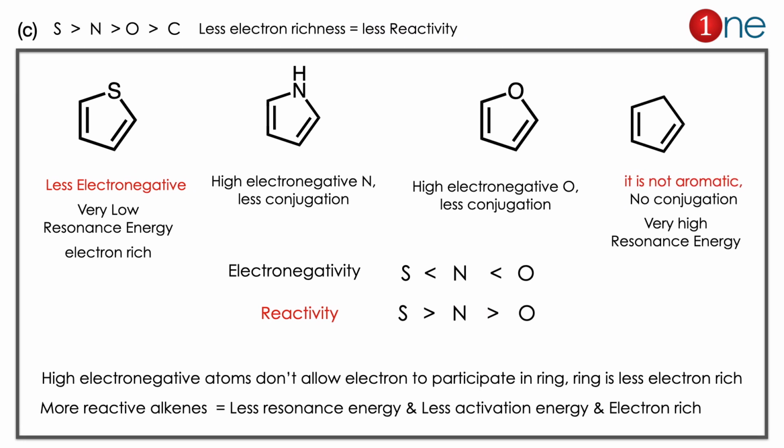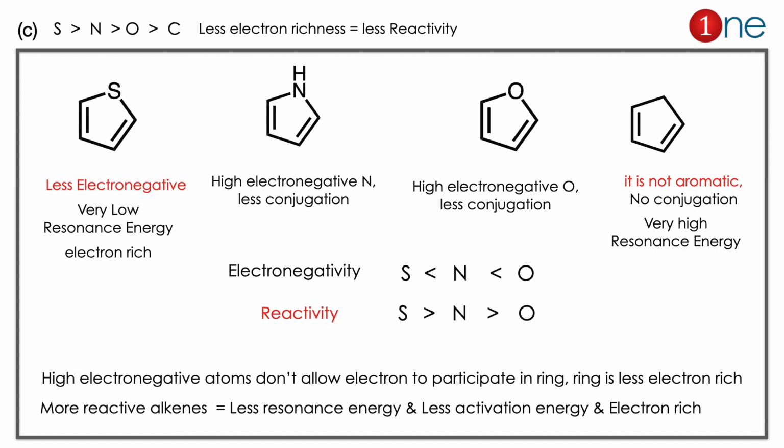Here the reactivity, or the activeness, is defined by the electron richness. If the ring is electron rich, reactivity will be higher. If the ring is electron poor, reactivity will be less. Before the analysis, you have to know the electronegativity. Oxygen is more electronegative than nitrogen, then sulfur. So oxygen is very highly electronegative. What really happens is that a highly electronegative atom doesn't allow the electrons to participate. The electrons don't participate in the ring, so resonance will not be effective, so the resonance energy is high.